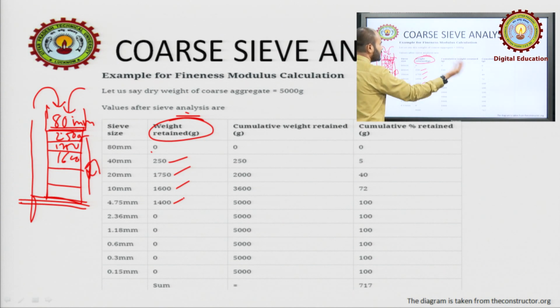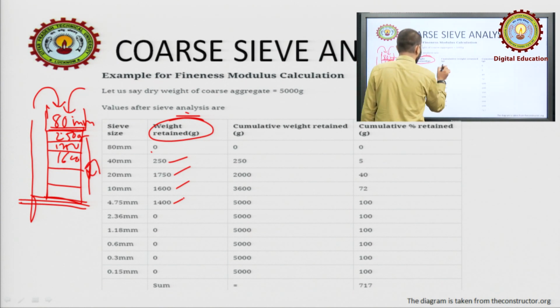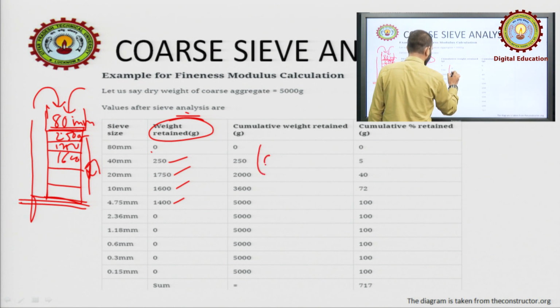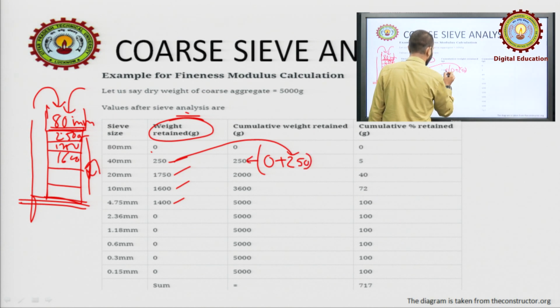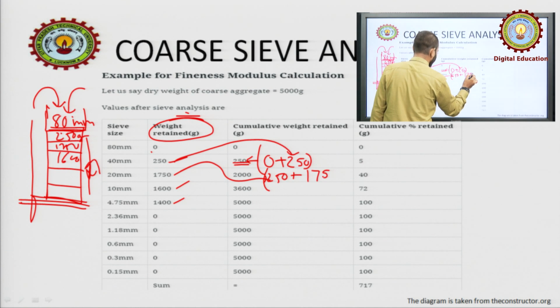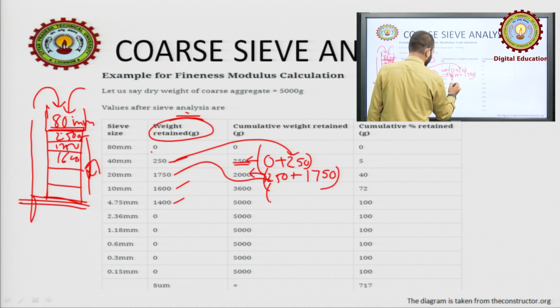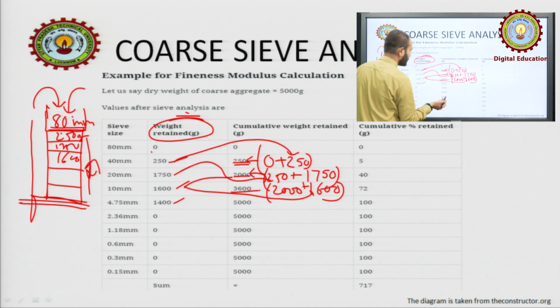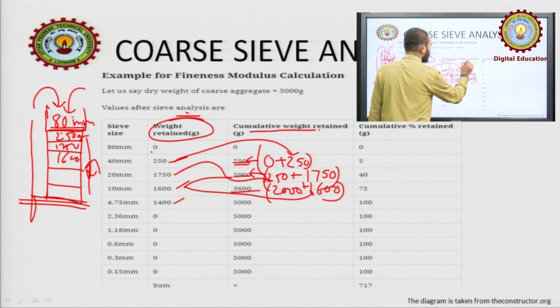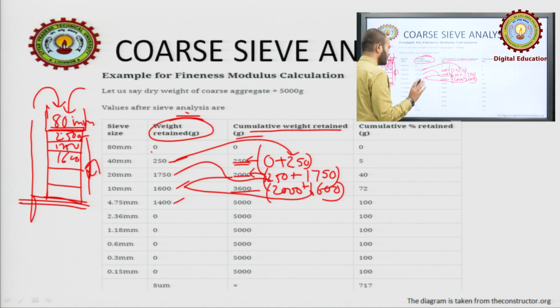Now we find the cumulative weight retained. Cumulative means 0 will be 0. Then 0 plus 250 gives 250. Again, 250 plus 1750 gives 2000. Again, 2000 plus 1600 gives 3600, and so on. So we found the cumulative weight retained in grams. You understood this one.